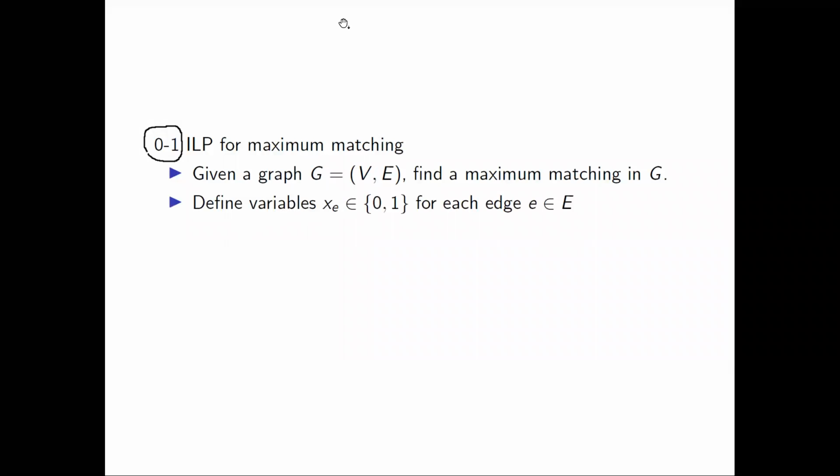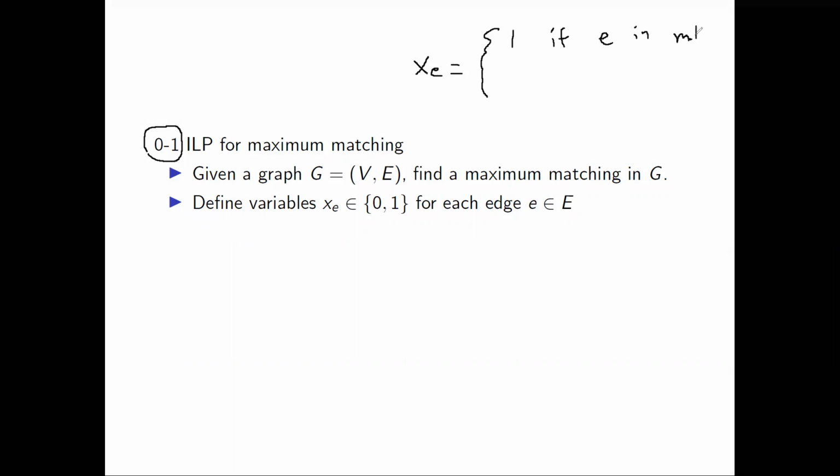And so that's that bullet right there. And I will write the other part of what I said here. So XE, we can think of it piecewise. It's going to be 1 if E is in the matching, and we'll make it 0 otherwise.